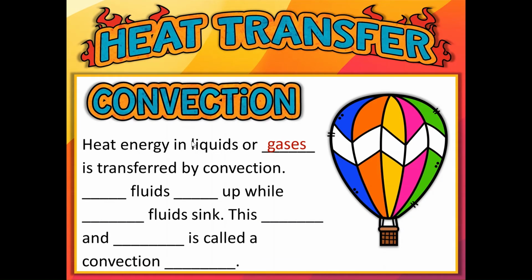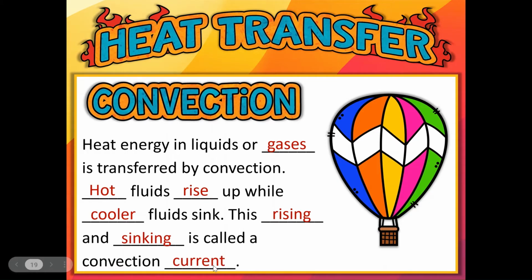Conduction is basically heat energy between solids, and convection is all about liquids or gases. It always goes from hot to cold, where the hot thing goes up and the cold thing goes down. So hot goes up, cold goes down. And it all goes in something called a convection current.